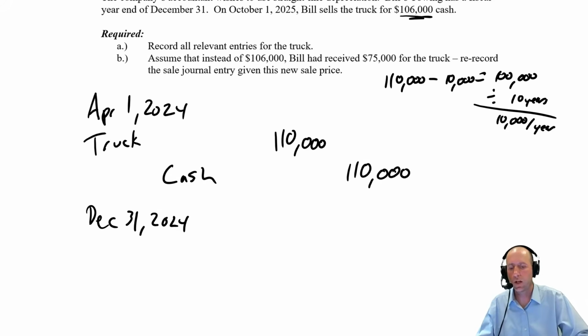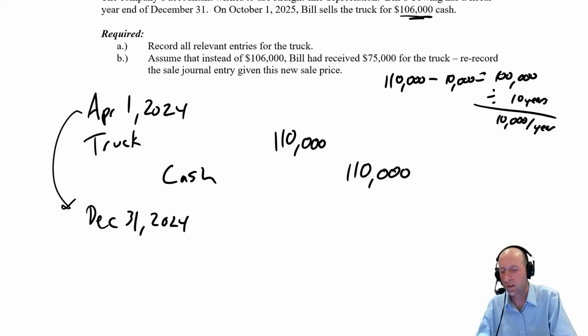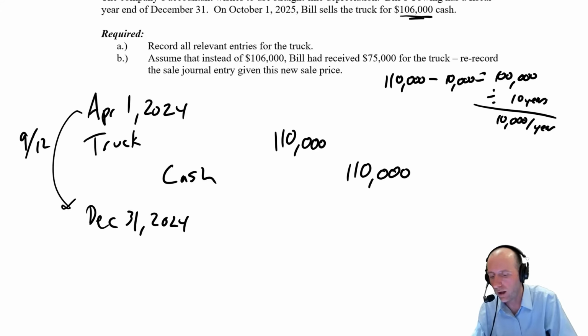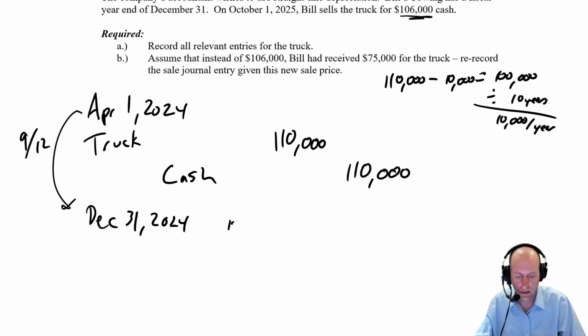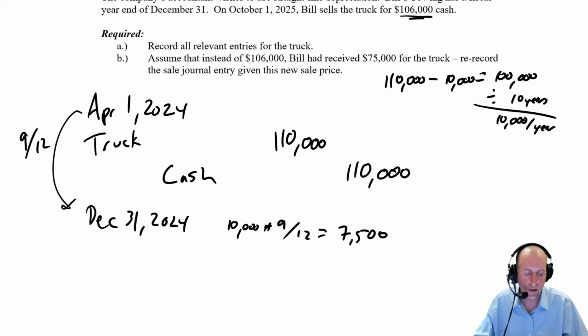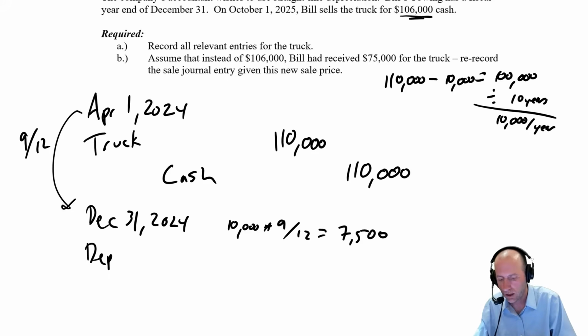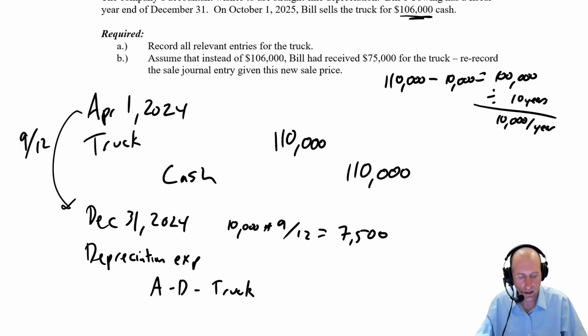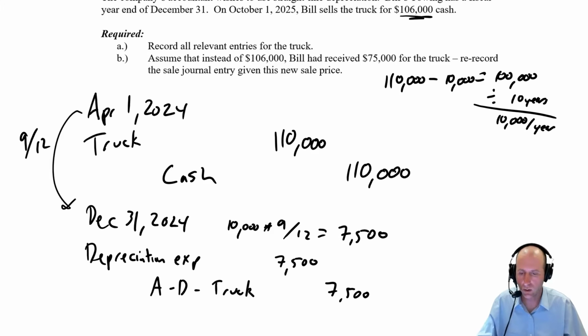So how much do I depreciate this truck? Well, I didn't own it for a year. I owned it from April to December. That was April, May, June, July, August, September, October, November, December. 9 months, so 9/12ths of a year. So I take my 10,000 a year, I multiply by 9/12ths, and I get 7,500 in depreciation. So debit depreciation expense, credit accumulated depreciation truck, $7,500. Okay, so we've depreciated our truck for up to December 31st.